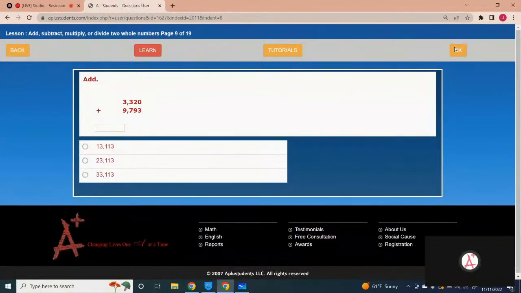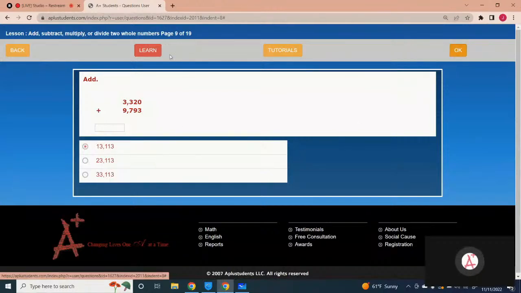Again you have to add 3 plus 0 is 3. 9 plus 2 is 11. 7 plus 3 is 10 and 1, 11. Then you have 9, 10, 11. So it would be the first option, 13,133,113. Got it?